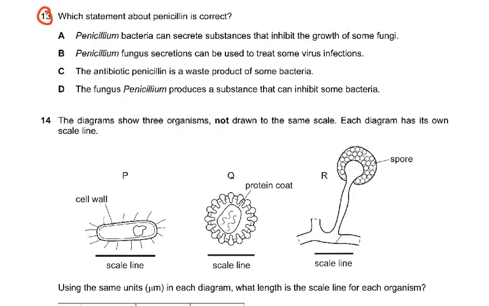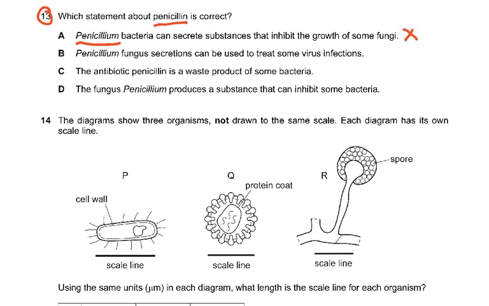Now coming to question number 13, which statement about penicillin is correct? Penicillin is an antibiotic. Penicillium is a fungus which produces that chemical which we have named penicillin, and it is an antibiotic. Antibiotic means it kills or inhibits the growth of bacteria. So the option saying Penicillium is a bacteria is wrong. Penicillium is not a bacteria, it's a fungus. Penicillium bacteria can simply support and inhibit the growth of some fungi.